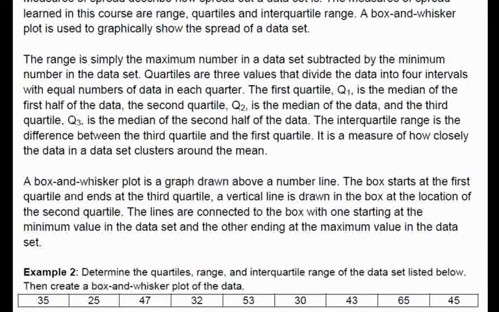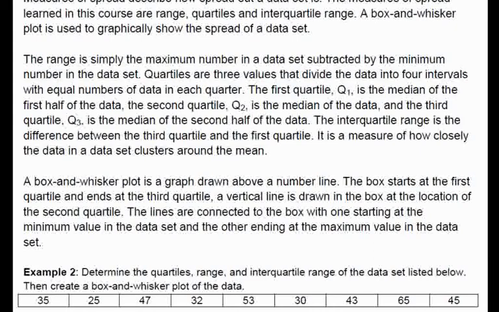So what this basically means is we have to take a data set, write it in order, and split it into kind of equal intervals of data, so 4 intervals of data. And the quartiles are the points at which the data set is split into those intervals.